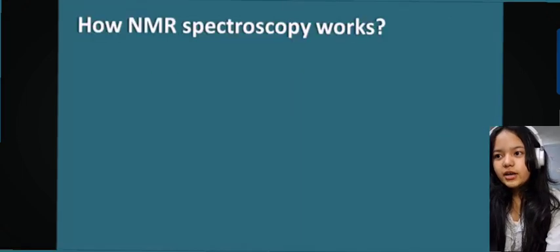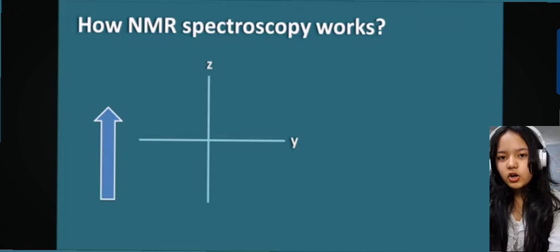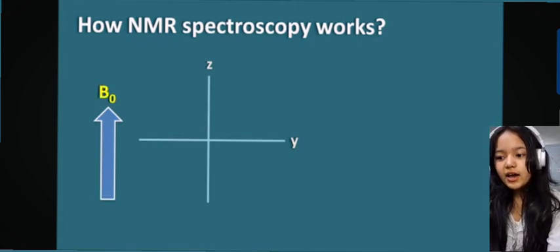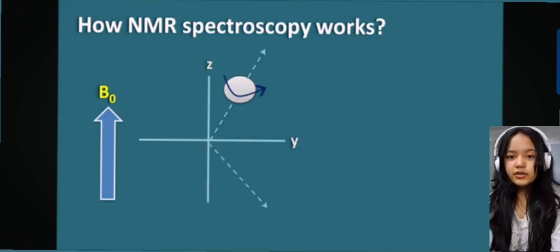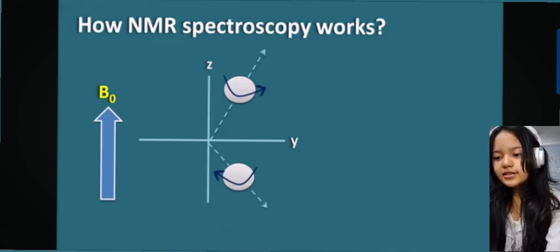So now let's see how NMR spectroscopy works. Suppose we take the y-axis and z-axis, and we are going to apply an external magnetic field along the z-axis. When we apply the external magnetic field, the nucleus can have one orientation such that its rotation is parallel to the applied magnetic field. The state being parallel to the external magnetic field will have less energy and be more stable. But at the same time, the nucleus can also have another orientation where it will have an opposite rotation, so that it has higher energy and is less stable.